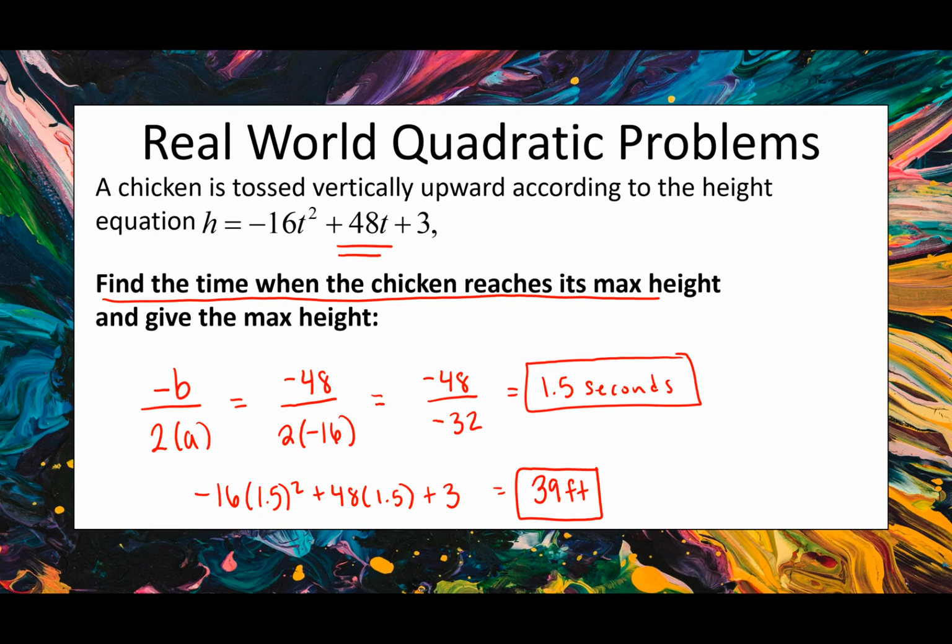So what am I trying to say in this? I'm just trying to say that you can use that opposite b over 2a, or negative b over 2a, to find that x value, which is your time of your vertex, or the time when it's reaching that max height. And then just plug in your x value of your vertex, or your t value, and you're going to get your maximum height of that y value, or in this case, h.